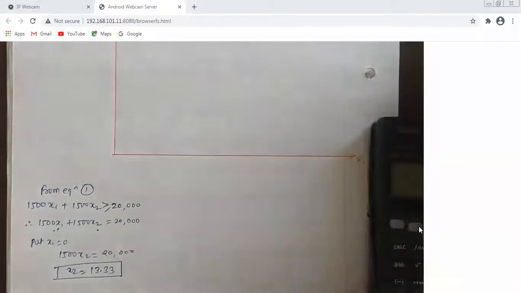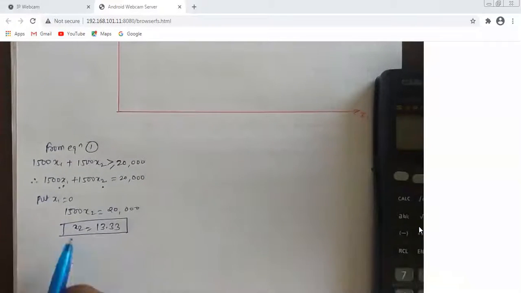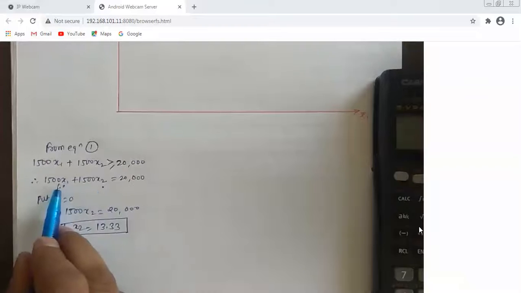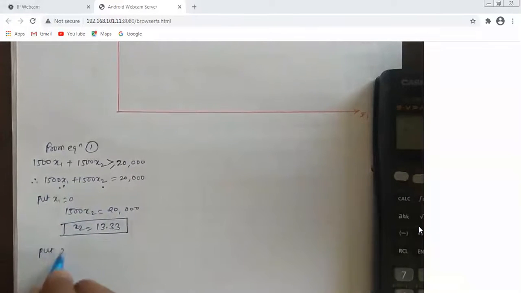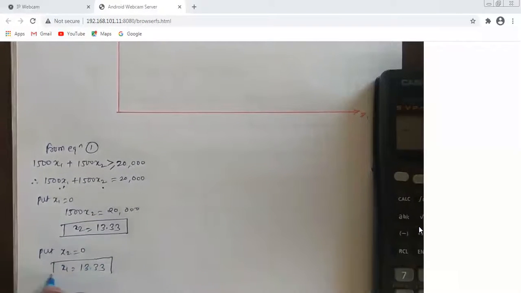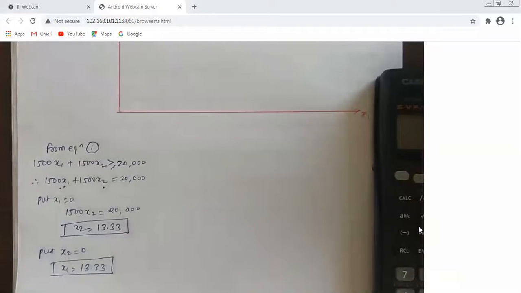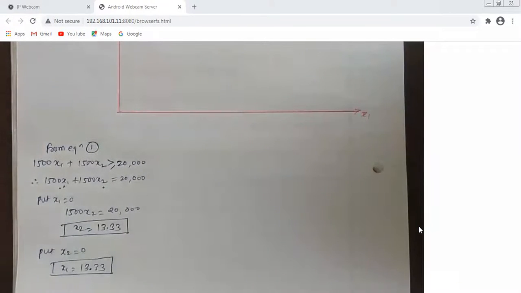Now next what do we have to do? Next we have to put x2 equal to 0. Then we'll get the value of x1. So I will write here, put x2 equal to 0. Then x1 will become again 13.33. Okay, got it?